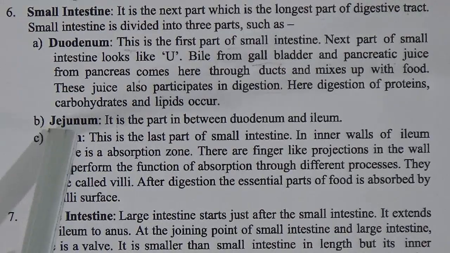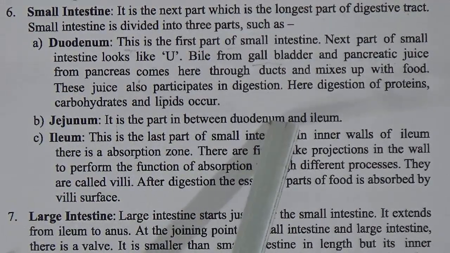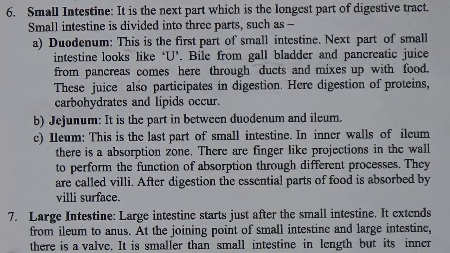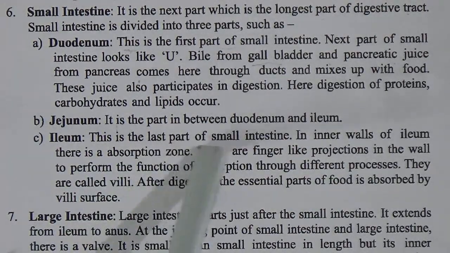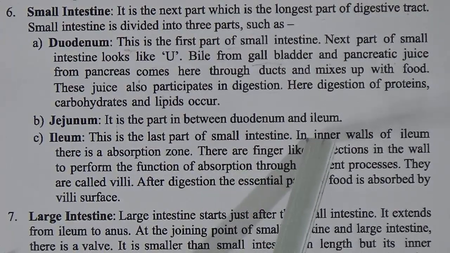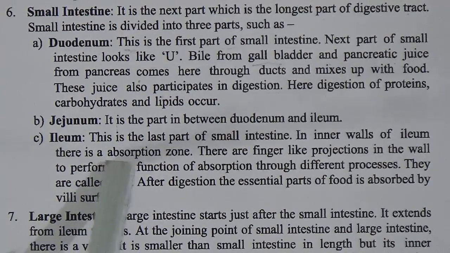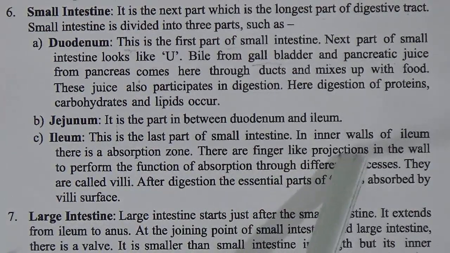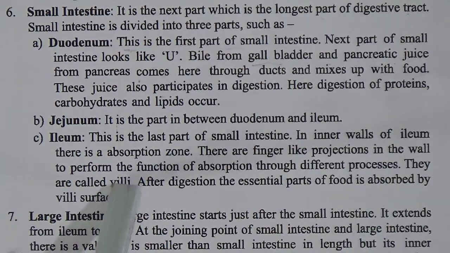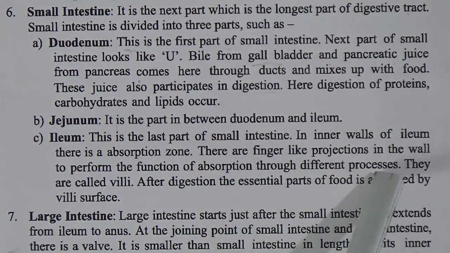Now B number, jejunum. It is the part in between the duodenum and ileum. Now ileum. This is the last part of the small intestine. In the inner walls of the ileum, there is an absorption zone. There are finger-like projections in the wall to perform the function of absorption through different processes.